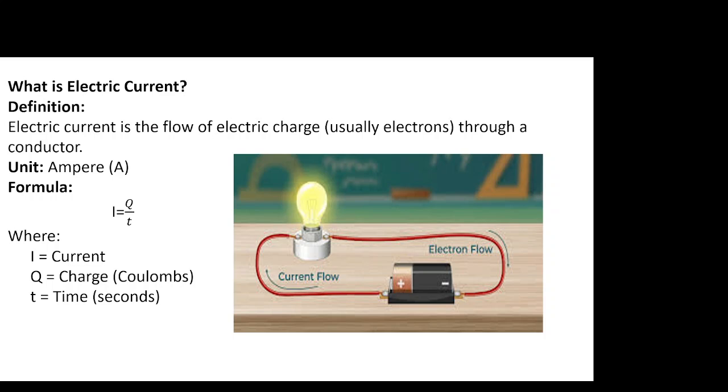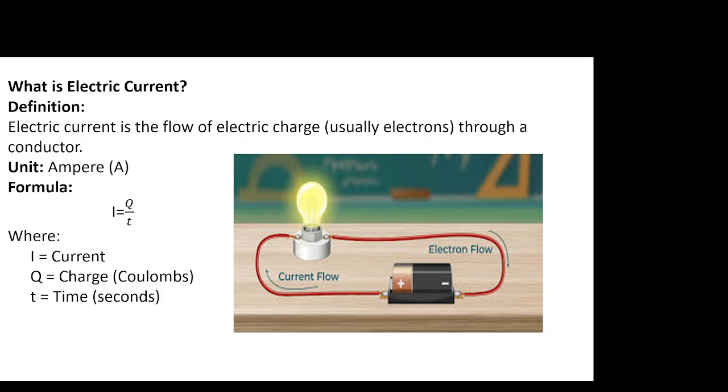So current is represented by the capital letter I, and the formula for the current is Q upon T. Why is the formula for current Q upon T? Because current is defined as the charge passing through a conductor in unit time. So that's why the formula for current is I equals Q upon T.